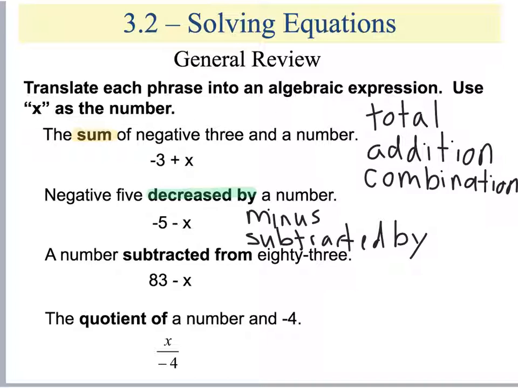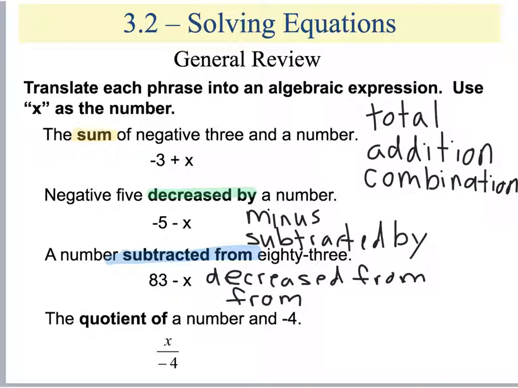The next one we have is 83 minus x, and one of the ways we could write it is a number subtracted from 83. And just like up here, where it says subtracted by, subtracted from, decreased by, oh, let's go back to black so we're keeping it consistent. We could say decreased from. We could even just say from. So we could say a number from 83.